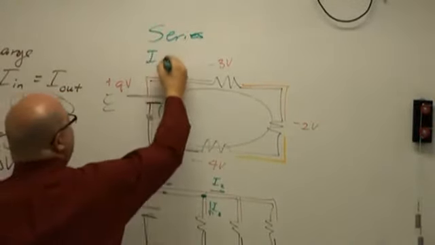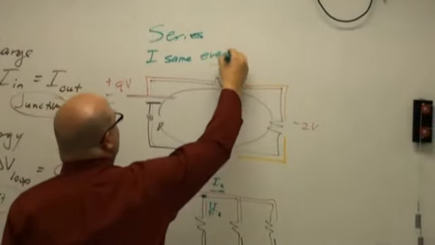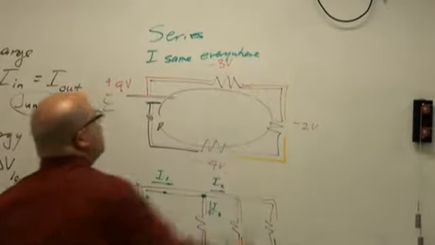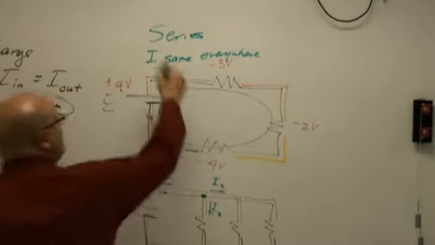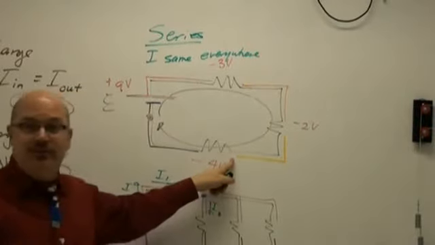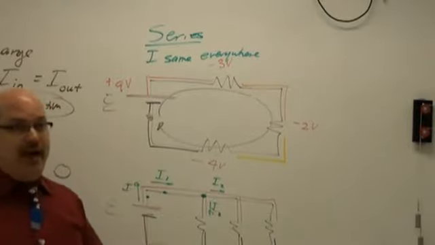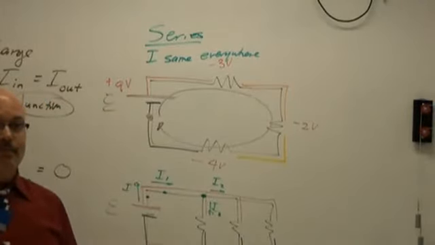Yeah, the current has to be the same everywhere. Okay, if it's series, the current in that resistor and that resistor and that resistor is the same as the current that goes through the battery. It's all the same. Okay?